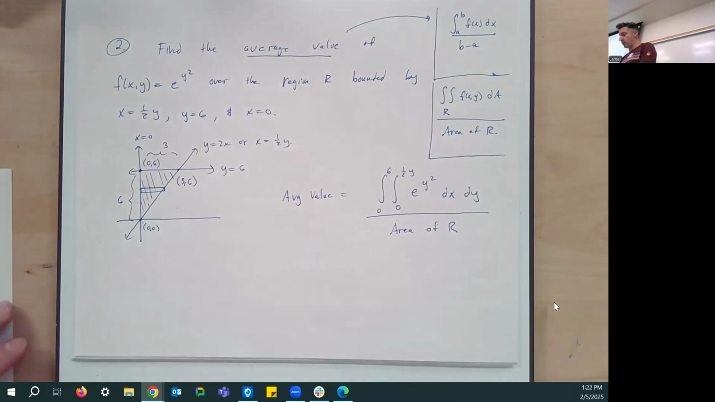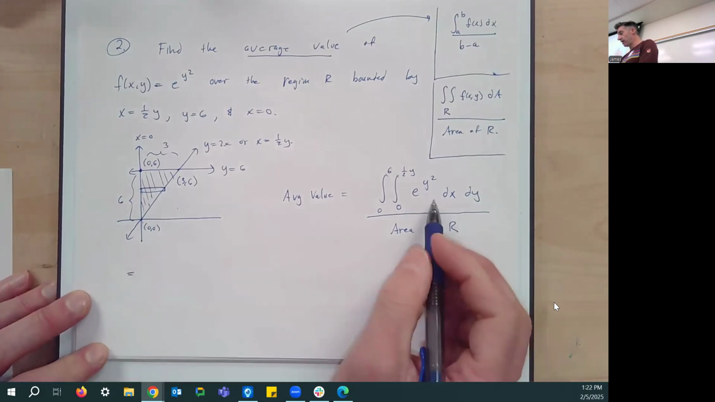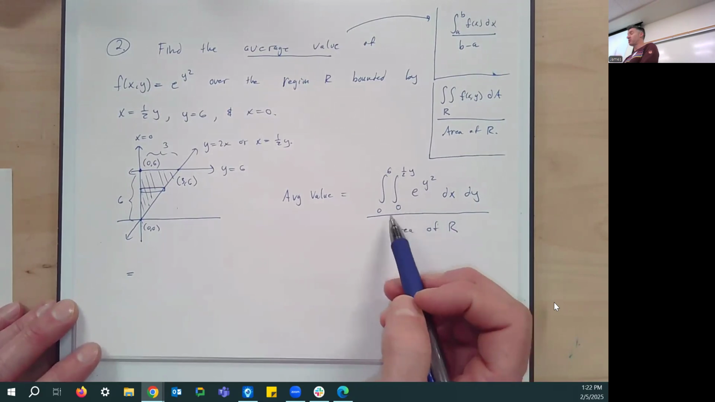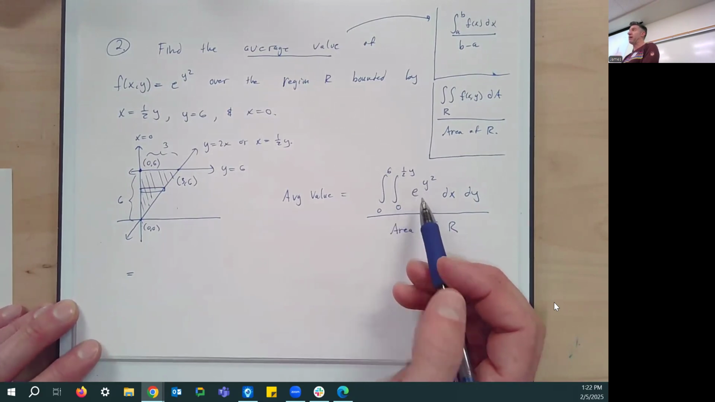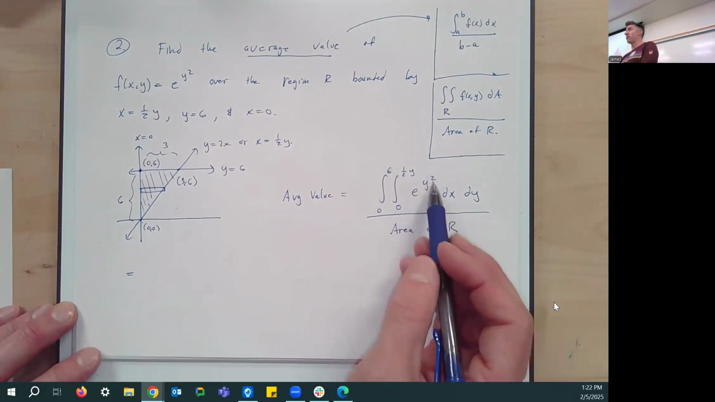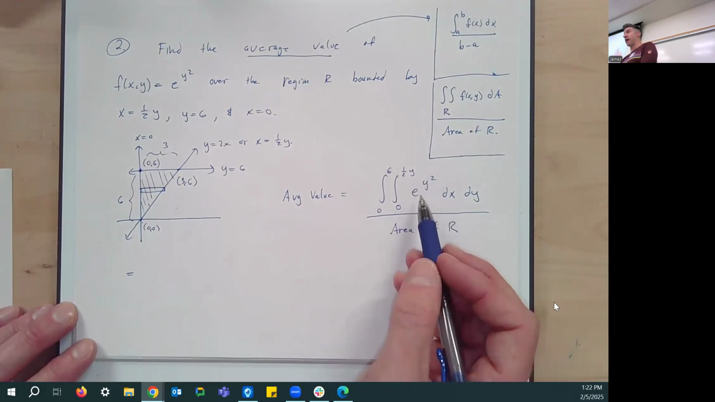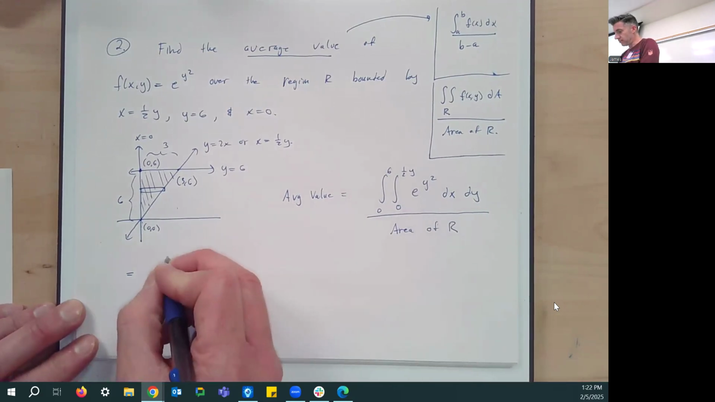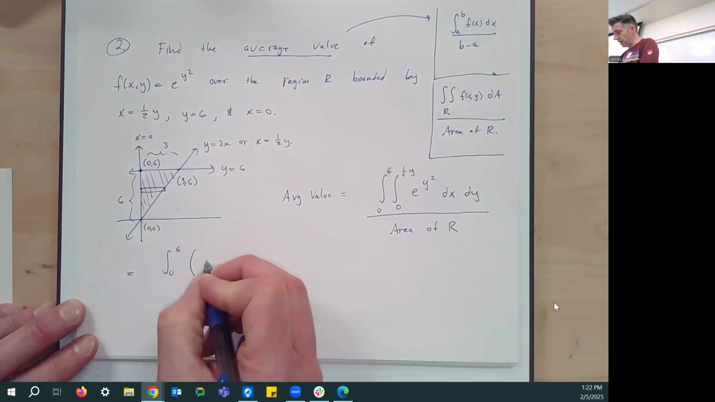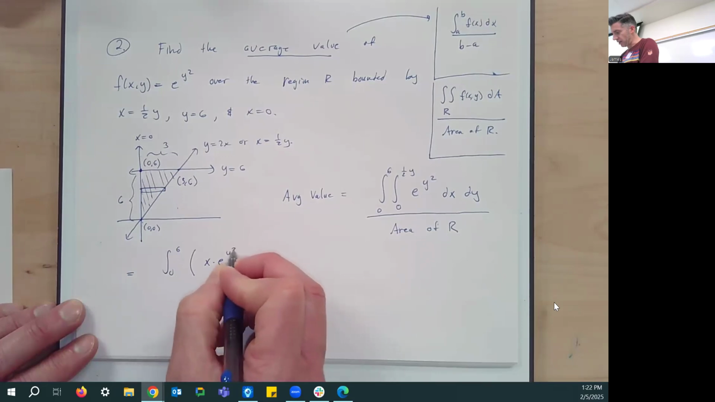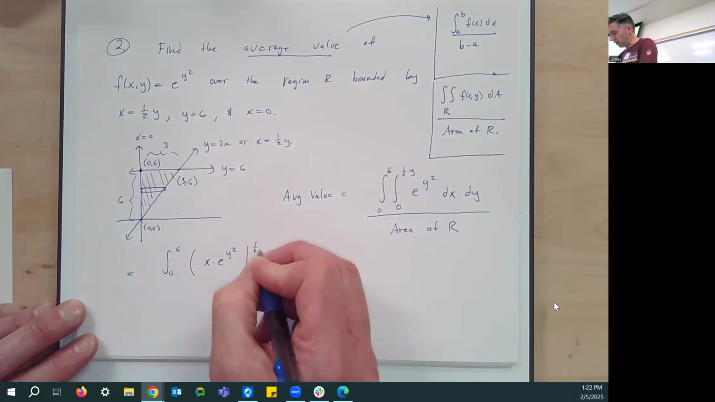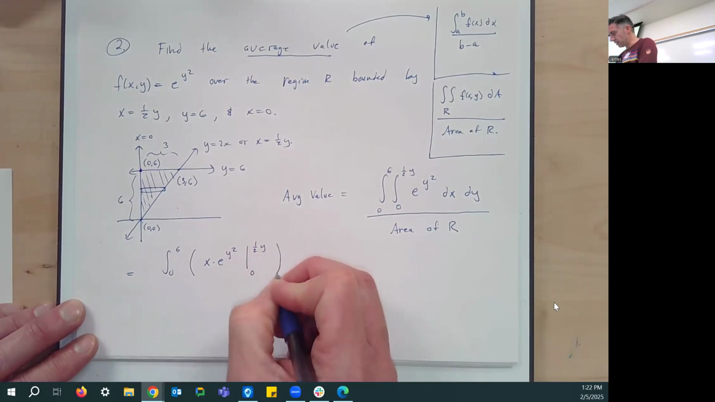Okay, let's do it. We're going to integrate the inside. I don't see any x's there, so as far as I'm concerned, e to the y squared is a constant like 7. And the integral of 7 is 7x. So the integral of e to the y squared is going to be e to the y squared times x. The inside is going to be x times e to the y squared from x equals 0 to x equals 1/2 y, and we have a dy.